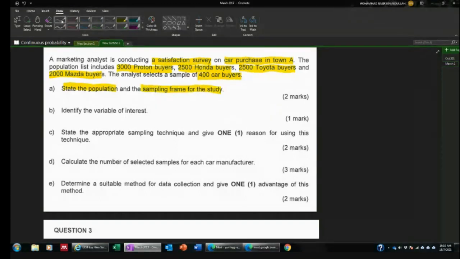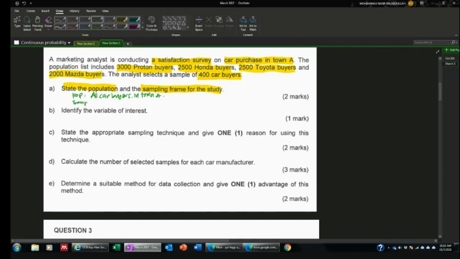So what is the population? Population will be all car buyers. Don't add everything up to 10,000, don't put 10,000 car buyers in town A. It is all car buyers in town A. Right, this is the population.